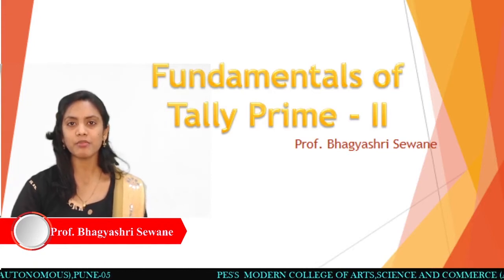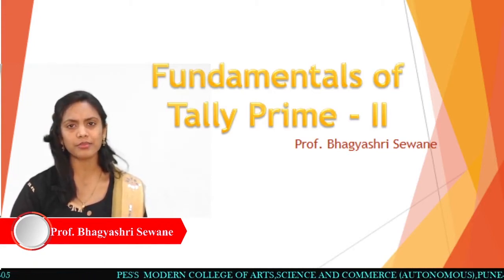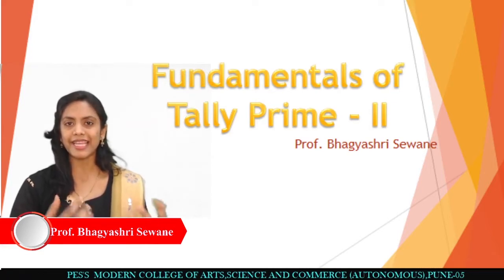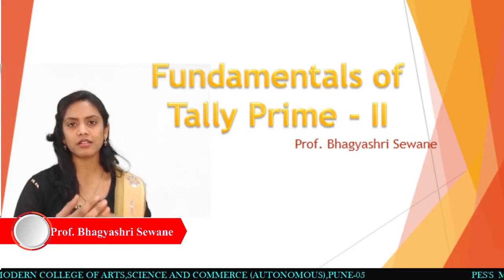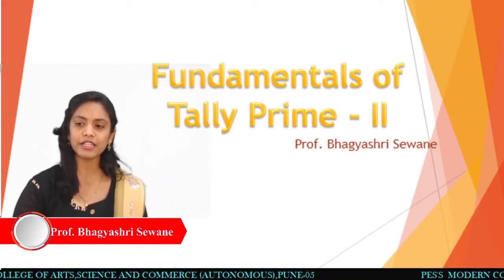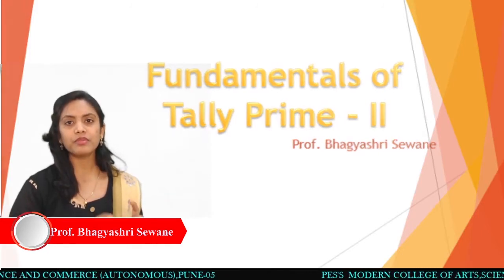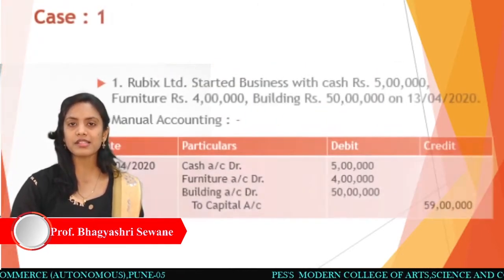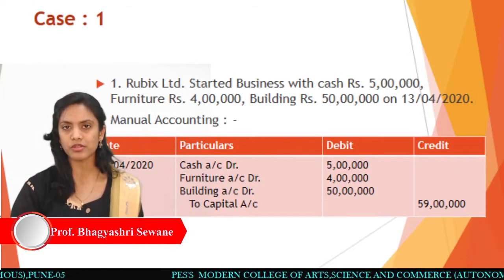There were a number of vouchers, that's contra, payment, sales, purchases, likewise the various 8 vouchers were there, right? So now we are going to use the previous example that is related to Rubik's Limited that we are going to continue, and with the help of these transactions of Rubik's Limited, we have created in the last chapter the ledgers and the groups also.